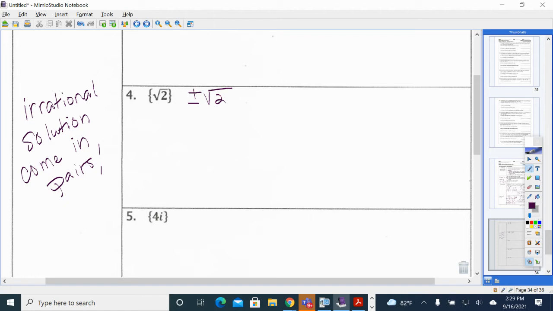You cannot count on me to put both the positive and the negative there. You can't count on EOC people or ACT people to put both solutions. You have to know that it's there. So let's set x equal to the positive radical 2, x equal to the negative radical 2. This is going to look weird as we go throughout this process. Just bear with me. I'm going to use my opposite operations and subtract the radical 2 from both sides.